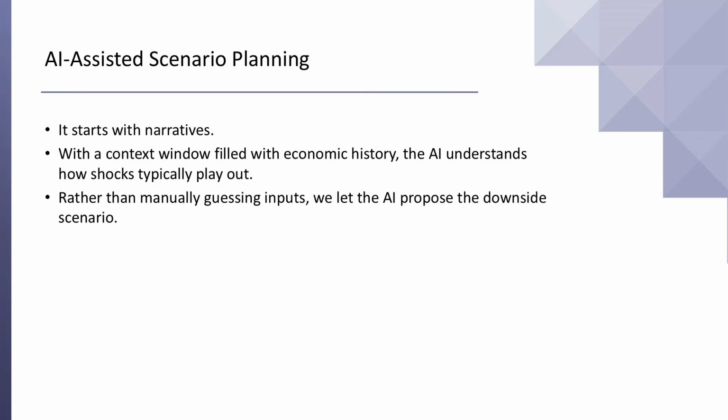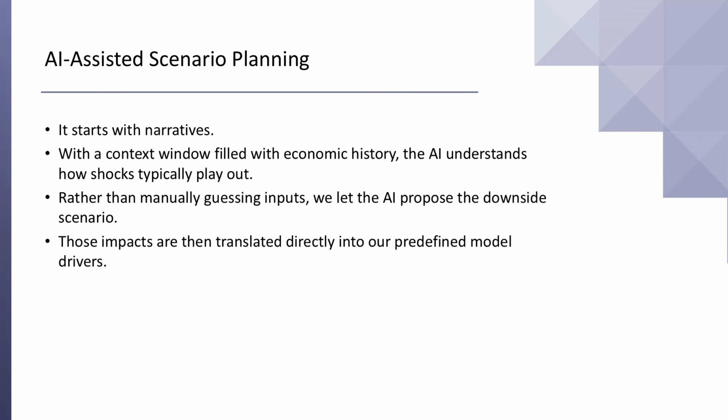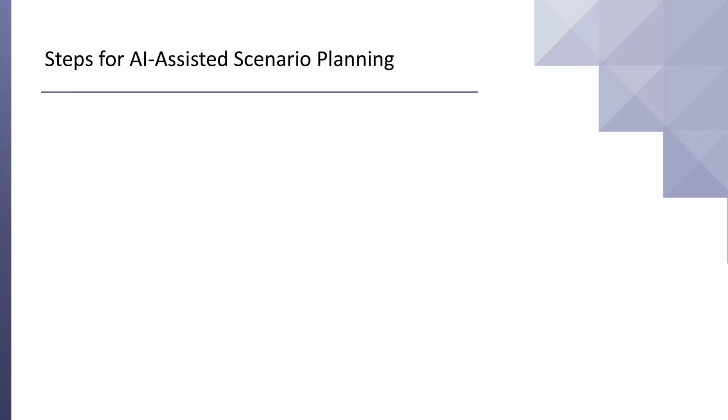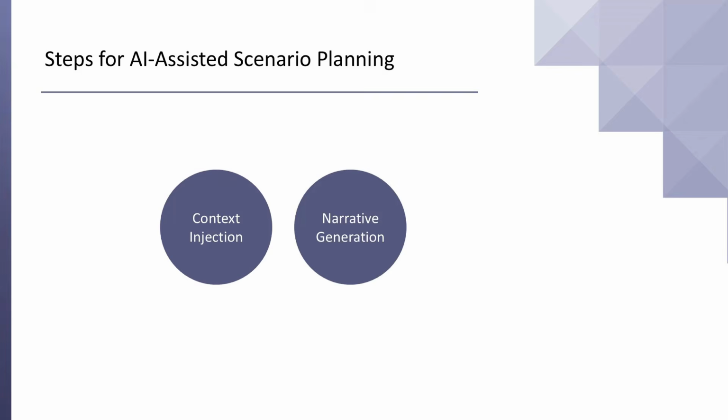So, instead of you guessing the numbers for a bad case, we are going to ask the AI to brainstorm the scenario for us and then map it directly to the specific drivers we created in the last lesson. We are going to follow a 3-step process. Number 1, context injection. Number 2, narrative generation. Number 3, driver mapping. Let's apply this to Bean and Basket right now.